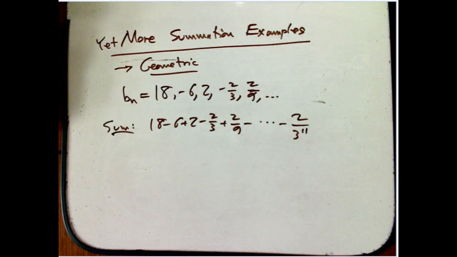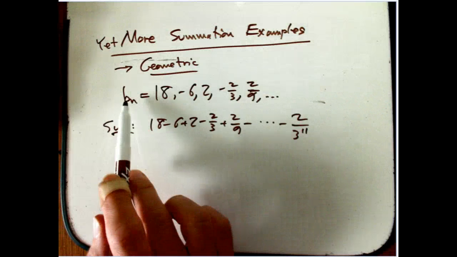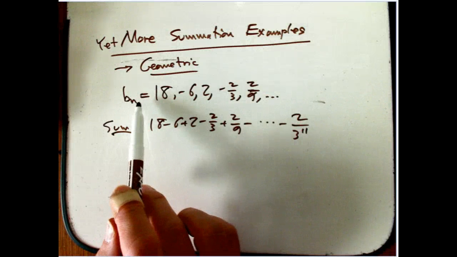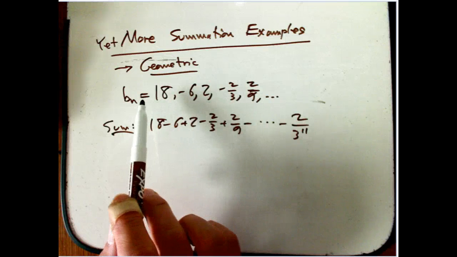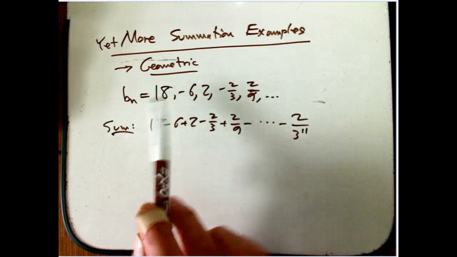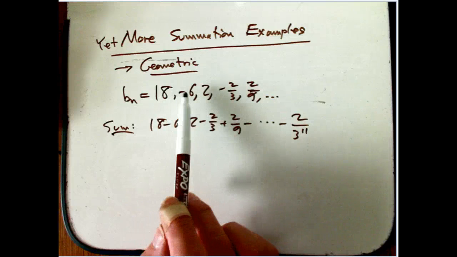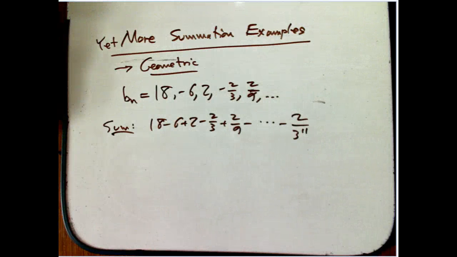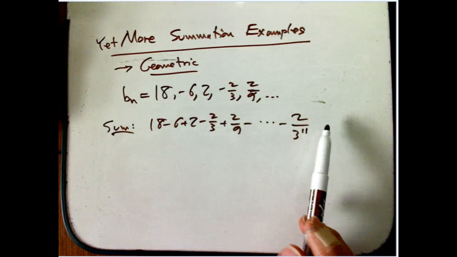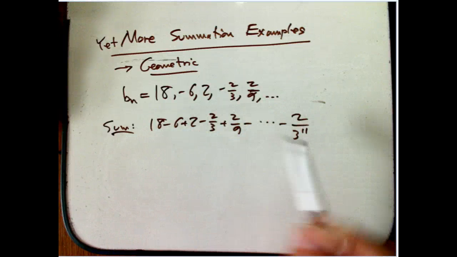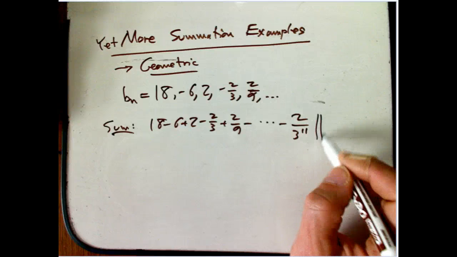So let's look at just a little bit more about summation. This time do it with a geometric sequence. This was b sub n from the first of these three videos, and it's a geometric sequence: 18, minus 6, 2, minus 2/3, etc. And right now we're going to look at the finite sum of these things, and specifically going to minus 2 over 3 to the 11th.